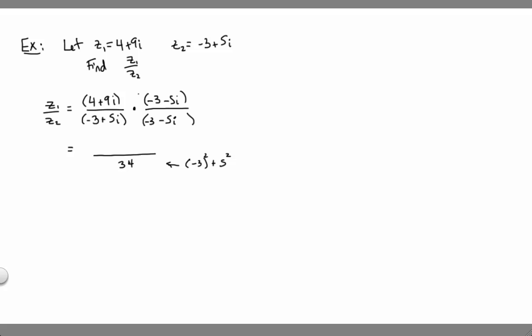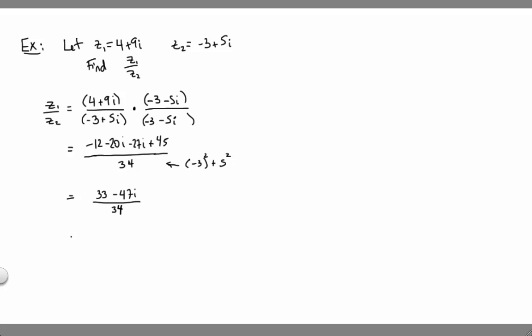All right, so let's FOIL out the top. We'd have -12 minus 20i minus 27i. And then when we get to our last terms, you could call that minus 45i squared. But because i squared is -1, we're just going to say plus 45. Okay, so then finishing touches here, the real part would be 33, and the imaginary part minus 47i. Okay, so 33 minus 47i over 34.